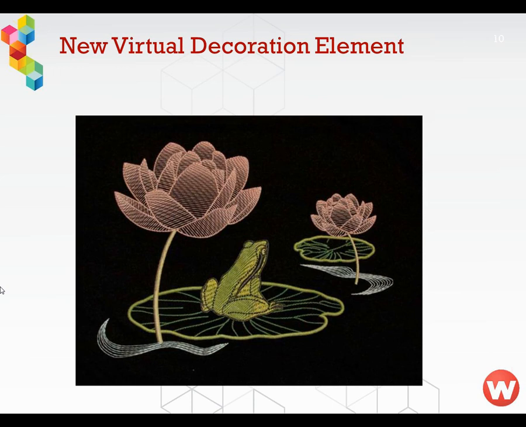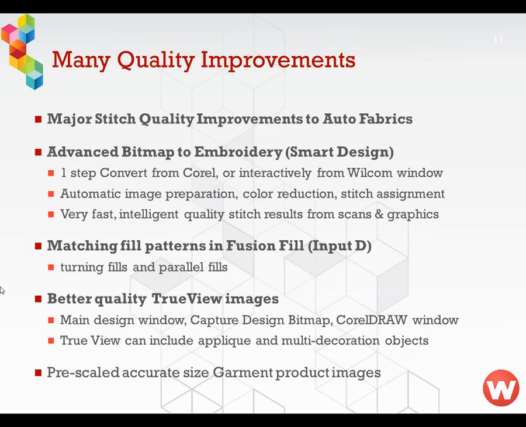Instead of doing your capture bitmap, which is regularly at like a 72 DPI, you can now do virtual decoration, which makes it up to 600. I can zoom in really tight, close niche on that, and it's going to be as clean, sharp quality as possible. Again, so just kind of going over some of those quality improvements.